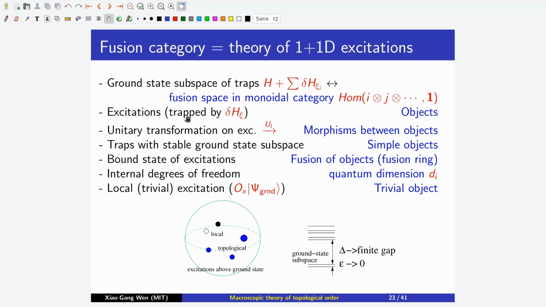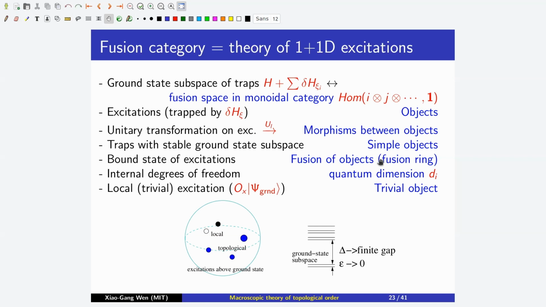And the type of excitation is called an object, and the unitary transformation between excitations, this operator, is called a morphism. And the stable excitation, if the excitation is not a direct sum, is called a simple object, and the bound state is a fusion ring. So there's some kind of translation between the mathematical terms and the physics terms.